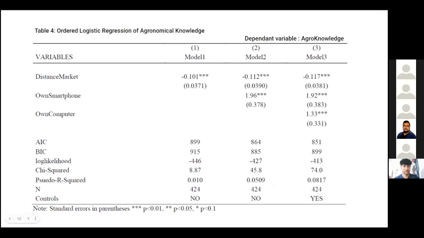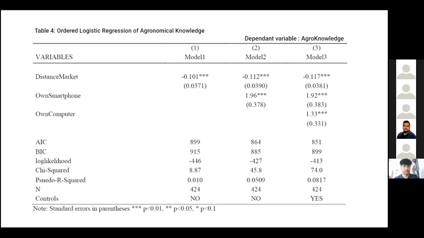And so now we're using ordered logistic regression with agronomic knowledge as a dependent variable. We find that increasing distance from marketplace has a negative impact on agronomic knowledge. So those who are closer to markets are more likely to have higher levels of agronomic knowledge. Additionally, we see that smartphone ownership increases the likelihood of higher levels of knowledge, as does computer ownership. These results support our secondary hypothesis that access to markets and technology increases agronomic knowledge.